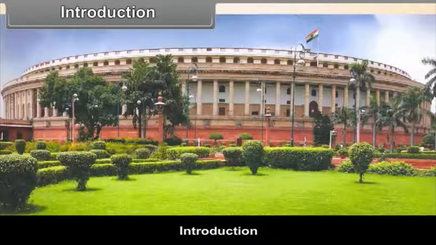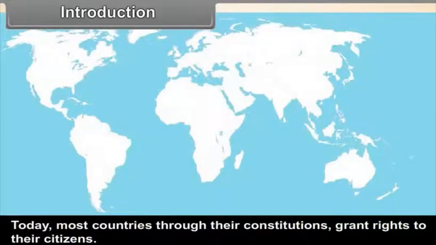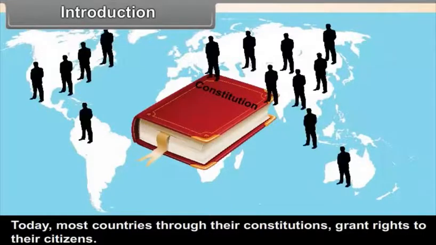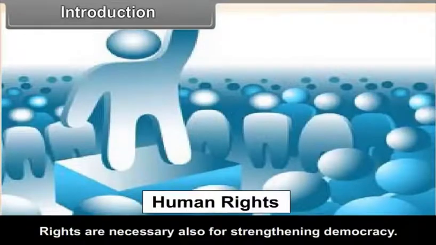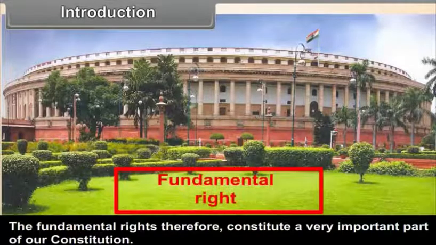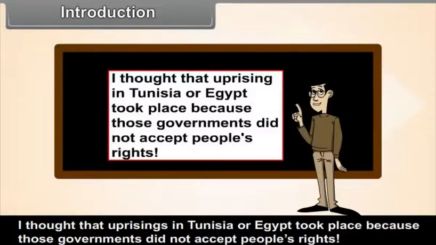Introduction. Today, most countries, through their constitutions, grant rights to the citizens. The aim of such rights is to help in the all-round development of the people. Rights are necessary also for strengthening democracy. The fundamental rights, therefore, constitute a very important part of a constitution. I thought that uprisings in Tunisia or Egypt took place because those governments did not accept people's rights.